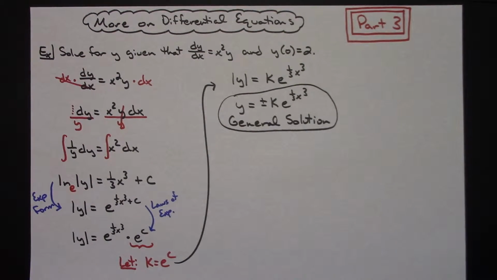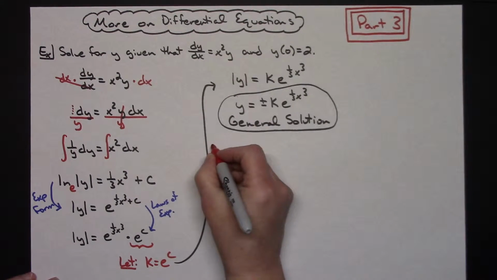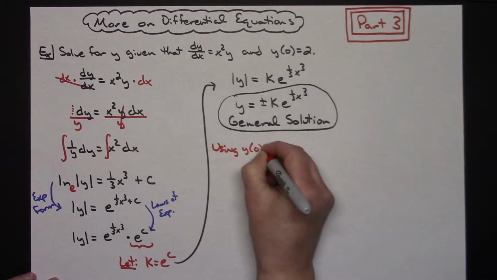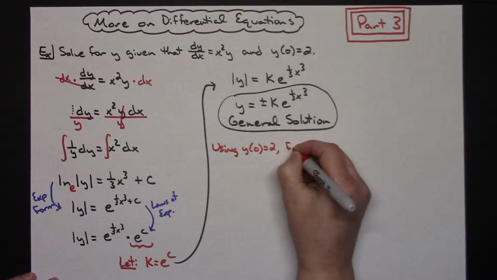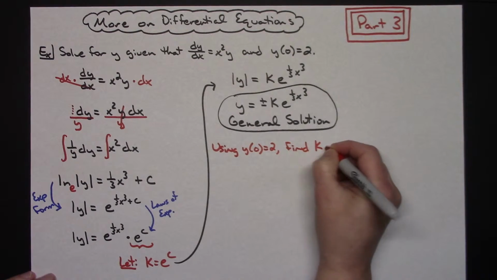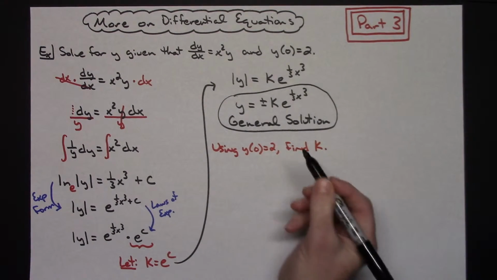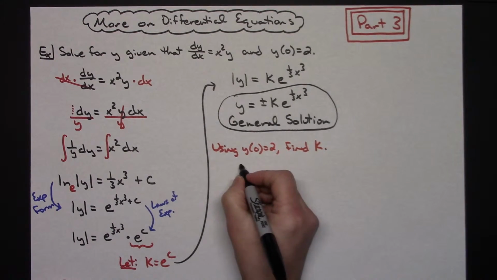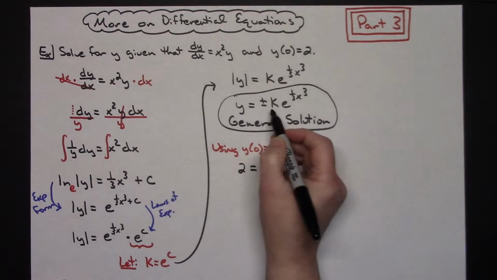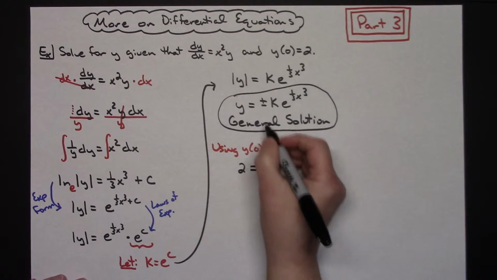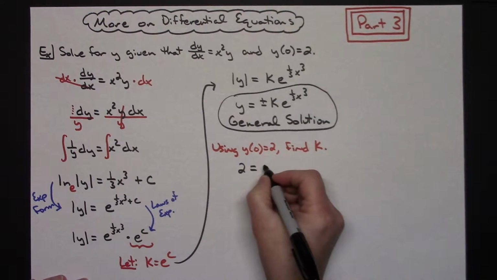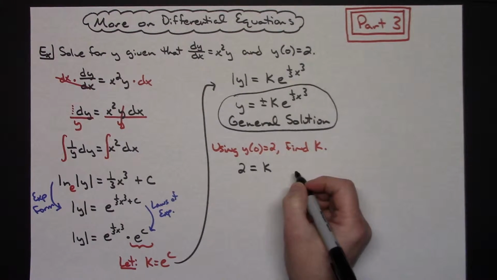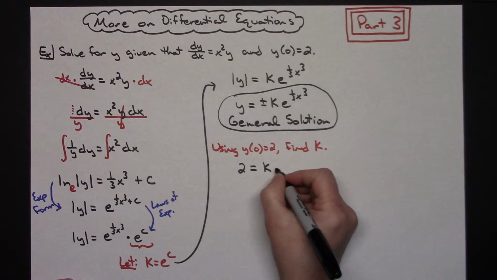Let's indicate that we're doing that here. Using y sub 0 equals 2, find k. That's what I'm going to get ready to do in this step. I'm going to plug 0 in for x and a 2 in for y, so 2 equals. At this point I'm going to just drop that plus or minus k and put a k there, because once I get this all solved, it will be obvious whether k is positive or negative, whichever it turns out to be.